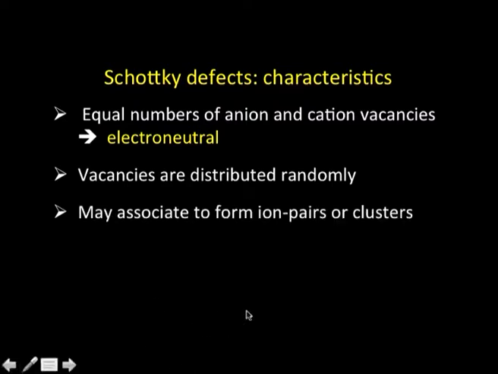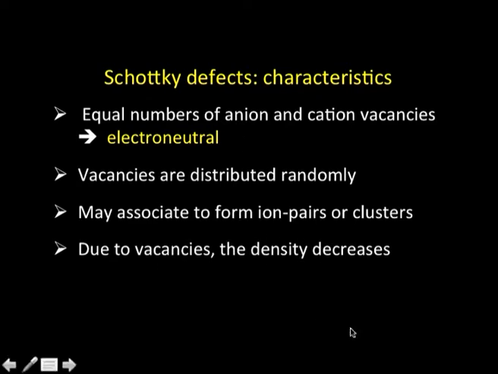Further, some of these vacancies may associate to form ion pairs or clusters. That is, we can have a situation where there is a cation vacancy and an anion vacancy close by, and the two form an ion pair, or they can add further to form what are called clusters. This is important, because in Schottky defects, since there are vacancies, the density will decrease. The volume remains the same, but certain ions are missing, so the mass becomes less. As a consequence, the density decreases.